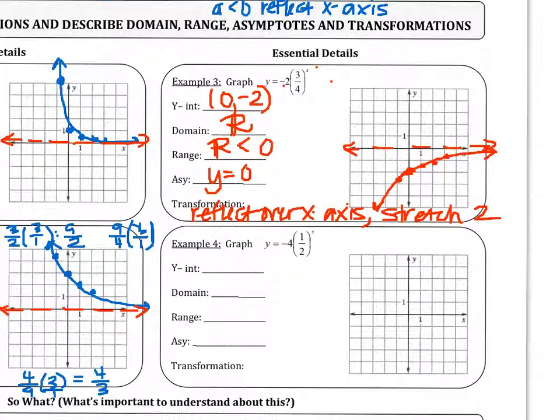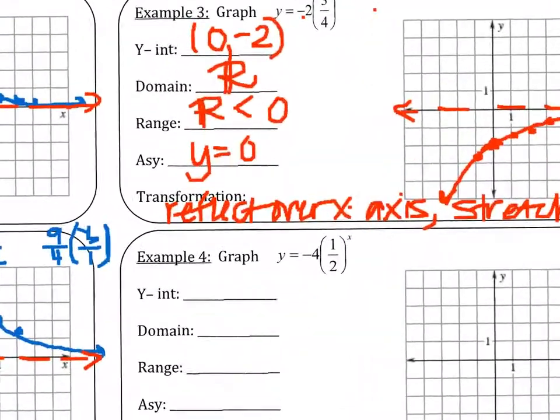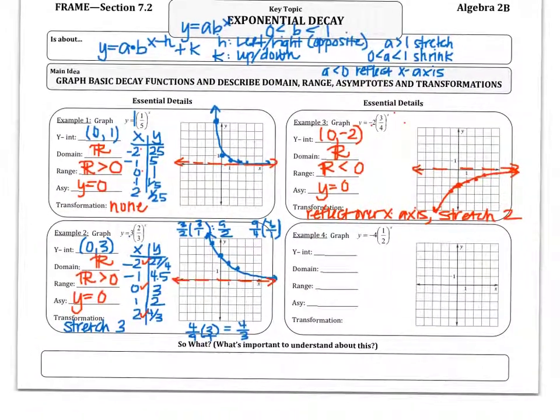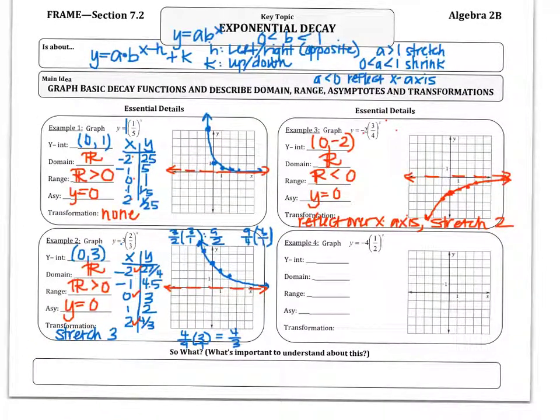And my graph looks something like this. Now you'll notice not only did it reflect, but it's also farther away from my asymptote, or the x-axis, than it was at the point 0, 1. Now, one thing you should notice, and I'm going to stretch these out a second, as you're doing this is the difference in the look of the graph.